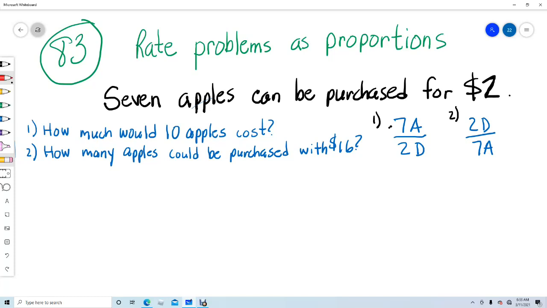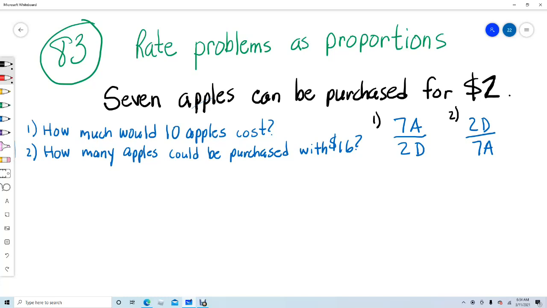Okay, so remember when we do rate problems, we read through the problem, we get our first rate. Our information is 7 apples can be purchased for $2. We write that as a rate here. Rate number 1, 7 apples for $2. And then it's a simple matter to get our second rate. We simply flip that and get the inverse, $2 for 7 apples.